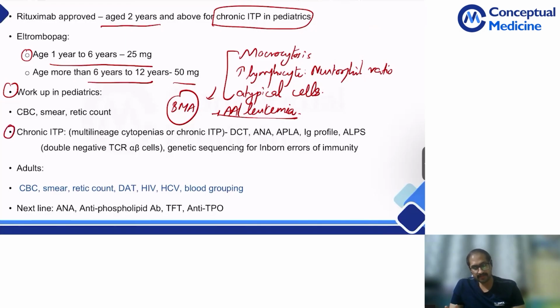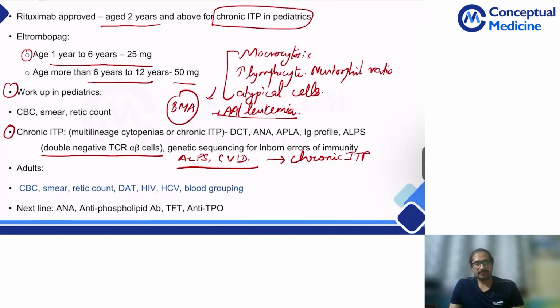So when do we work up for other causes of ITP in pediatrics? For chronic ITP, remember, in patients when platelets are abnormal beyond 1 year of diagnosis, then we do other investigations. What does the guideline say? The guideline says rule out antiphospholipid antibody syndrome, autoimmune lymphoproliferative syndrome, ALPS, or common variable immunodeficiency.